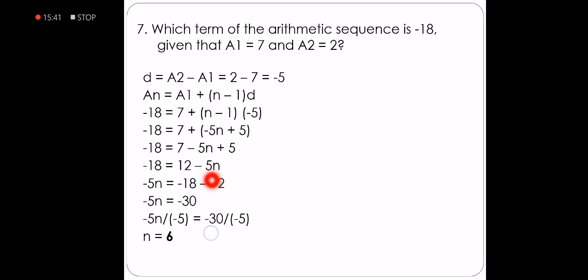So this time, ililipat natin si 12, isasama natin siya kay negative 18. So negative 5n na iwan na siyang mag-isa equals negative 18. Kung kanina positive 12 siya, magiging negative 12 na. So negative 5n equals negative 18 minus 12 is simply negative 30. And we are going to divide both sides by negative 5 so that ang matitira lang natin ay n. So negative 5n over negative 5 equals negative 30 over negative 5. So cancel na yung negative 5, we have n equals negative 30 divided by negative 5, and that is 6. Positive 6 kasi they are same or like sign.